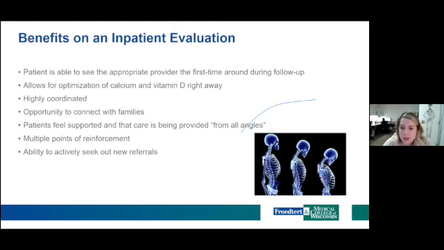So some patients have said, wow, I didn't think about that, but thank you for talking to me, and they've been relieved that somebody's addressing this part of their care. It also allows for multiple points of reinforcement for those patients that are potentially resistant to this idea that they do have bone loss going on. So I can sometimes be that conversation starter, and if I can just get them into clinic with Erin, they're sometimes more willing to have that conversation. And then it also allows me the ability to actively seek out new referrals by monitoring the other floors for those low trauma fractures that might be coming in.